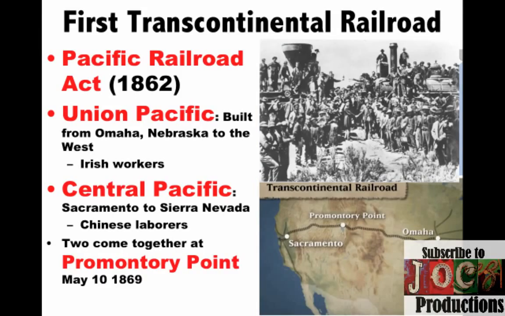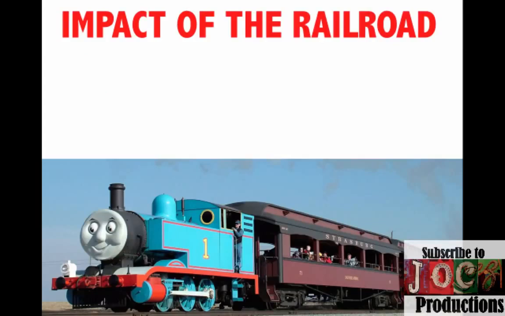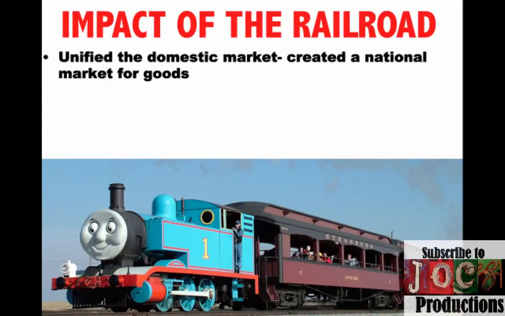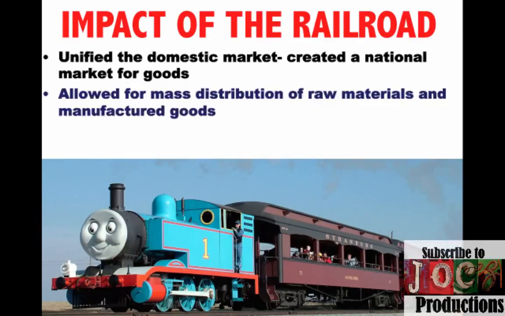And the big moment comes in 1869 at Promontory Point when the two companies meet and the golden spike is laid, marking the completion of the first transcontinental railroad. And this is going to have huge consequences. The building of the railroads is going to have huge impacts. It's going to unify the domestic market, create a national market for goods. It allows for the mass distribution of raw materials and manufactured goods from coast to coast.